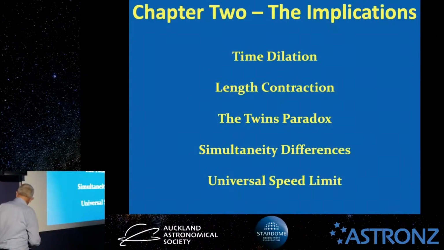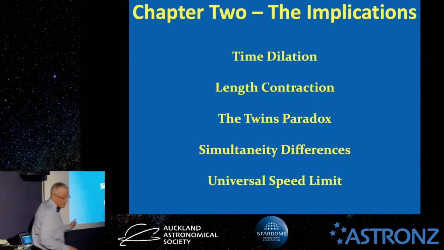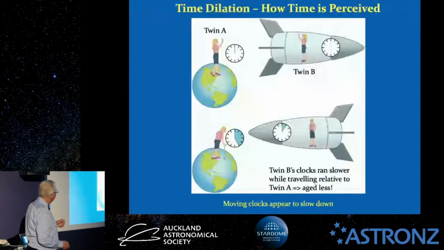So let's move on to the implications of that statement. It involves time dilatation, length contraction. We'll talk more about that. Twins, Roger and his twin Trevor. And then we'll talk about things happening simultaneously. And then we'll talk about the universal speed limit.